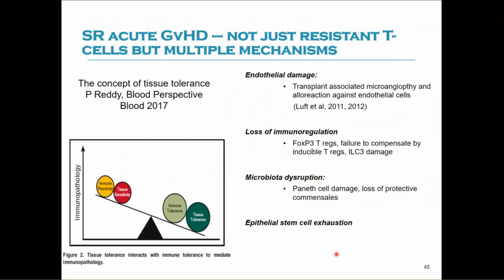So steroid refractory acute GVHD may not just be about resistant T cells, but also multiple mechanisms may contribute, such as endothelial damage or loss of immune regulation with a failure to compensate by inducible Tregs and ILC3 damage, then the disruption of the microbiota with Paneth cell damage and loss of protective commensals, and the epithelial cell exhaustion.